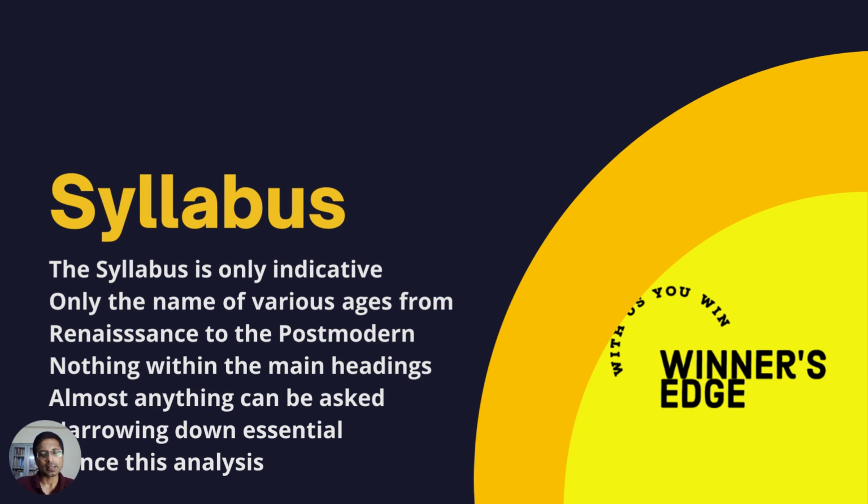Although you may have seen that in GS and in all the other units of English literature, a very detailed coverage of subtopics is given, in the first unit no such coverage is given. Therefore, almost anything can be asked.